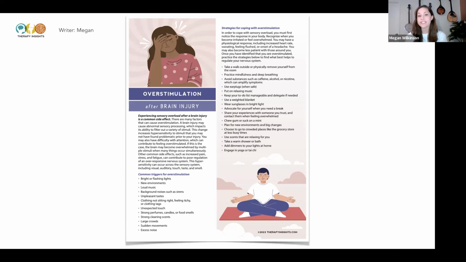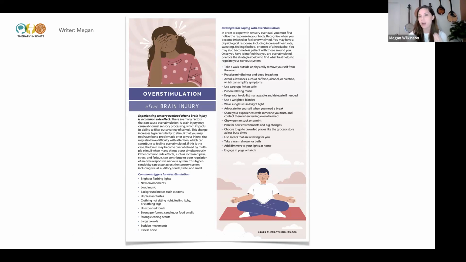So this one is really intended for the individual to have as a resource with them, to reference with that overstimulation that they are experiencing. Overstimulation is a really common side effect after having a brain injury. And it talks about normalizing, first of all, that sensory overload that you can have with a brain injury, which I think is an important first step, is that this is a totally normal thing for you to be experiencing.